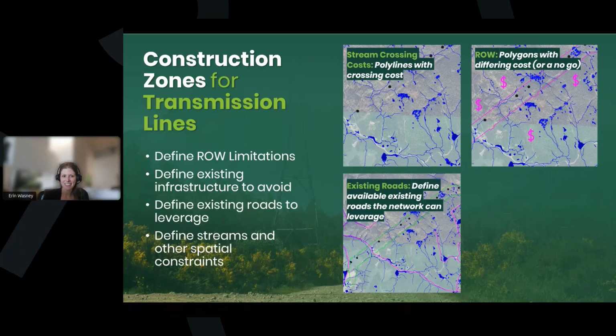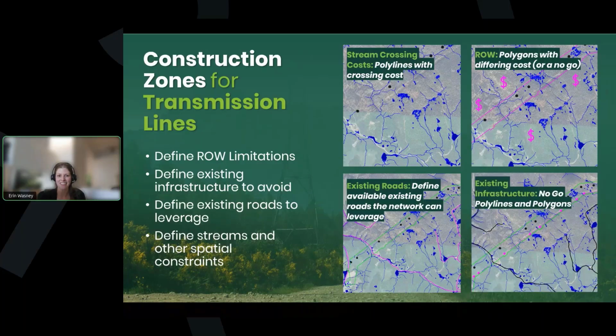And then finally, there's the other side of existing infrastructure, which in the case of twinning projects, and which is the example we're going to actually work through today for transmission lines, we can actually tell Path Explorer, hey, there's existing transmission lines, there's existing infrastructure here. We can't cross it. And maybe we can't even come within a certain distance of it. And we can define those as no-go polylines and no-go polygons, allowing Path Explorer to then work around it.